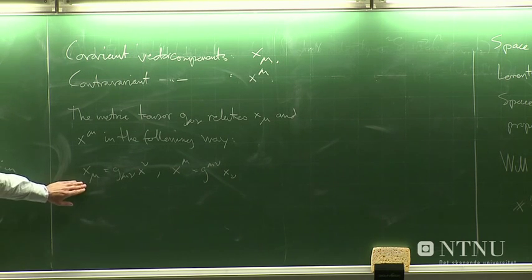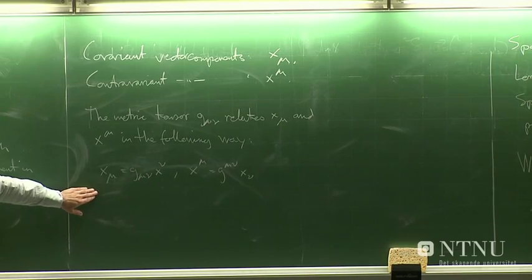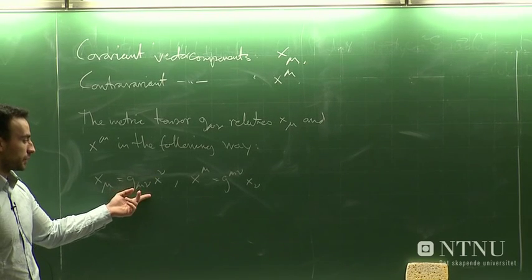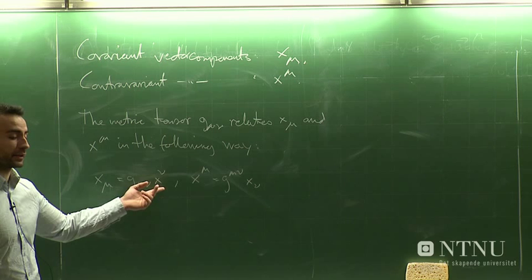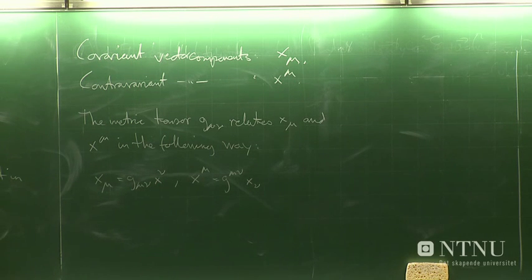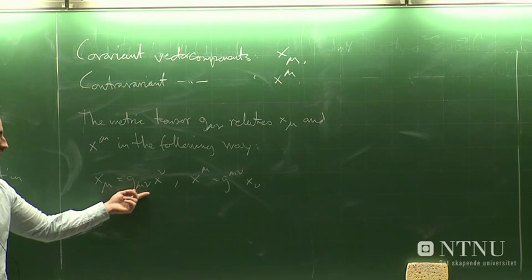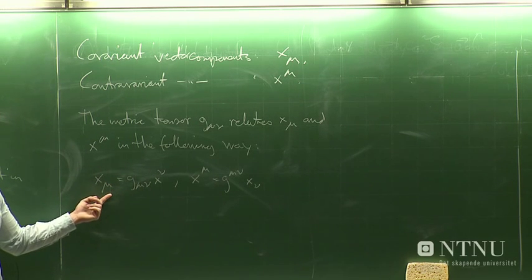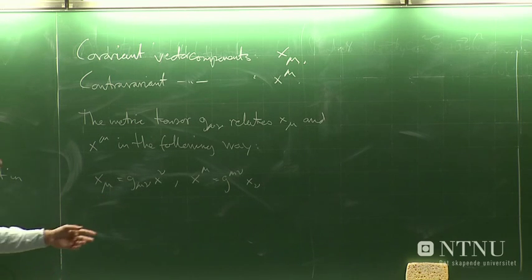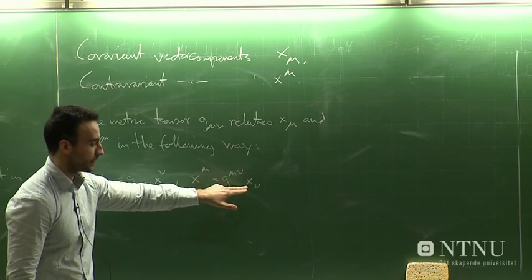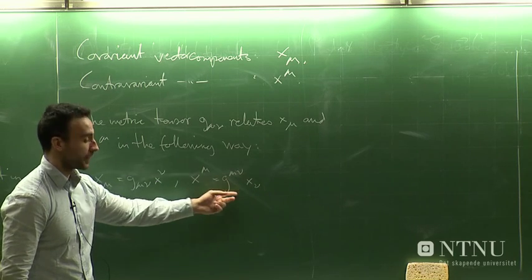So a covariant vector with a lower index is given by this sum here. We also have a repeated index nu of g mu nu x nu, where x nu here is a contravariant vector. So one way to think of this is that the metric tensor lowers the index. So the contravariant vector has a raised index here. This metric tensor lowers it so that it becomes a covariant vector. And completely in the same way, you can obtain a contravariant vector with a raised index by raising the index of a covariant vector here by using the metric tensor.